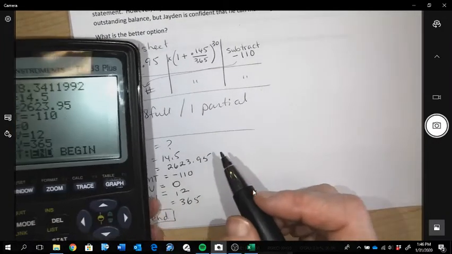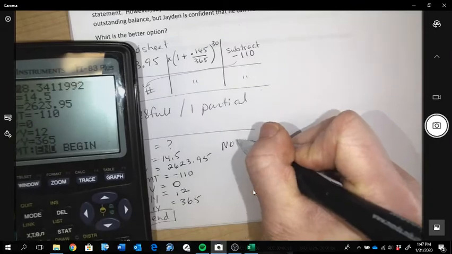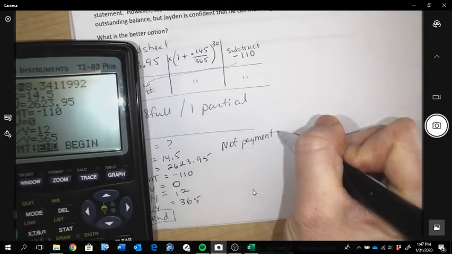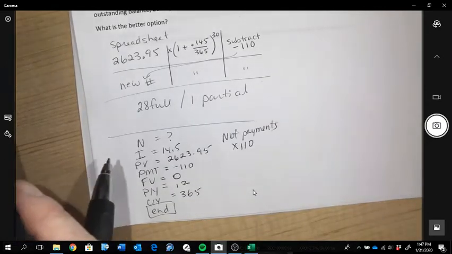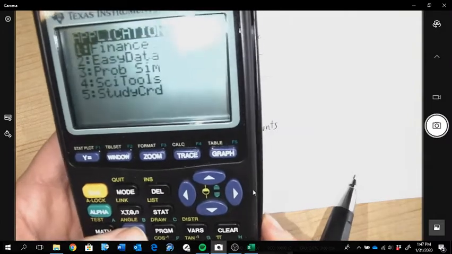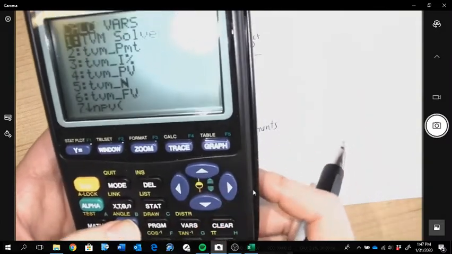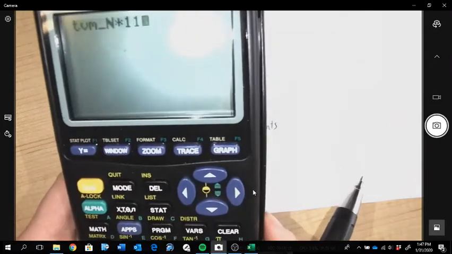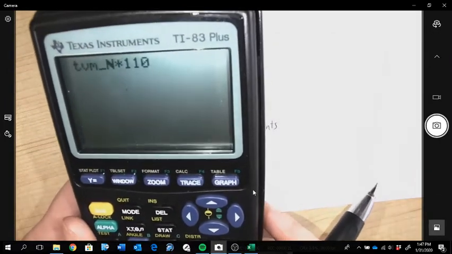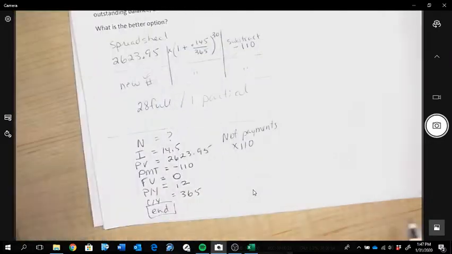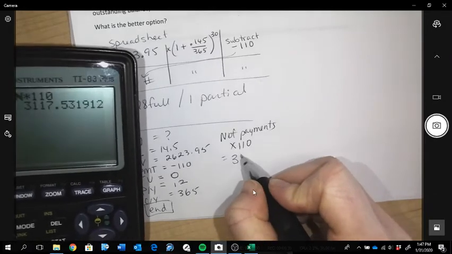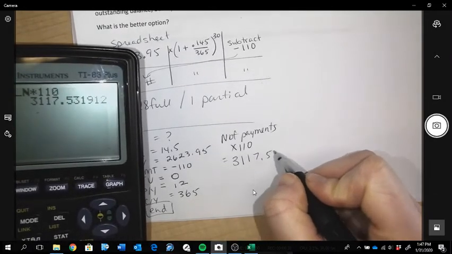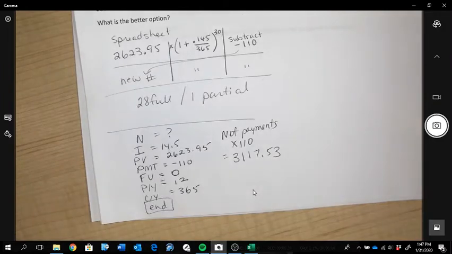Now I'm going to take the number of payments times 110, because that's how many times I paid $110. So I'm going to go into apps, finance, and hit number 5. That's my number of payments times 110. So 3,117.53 is what all your payments add up to be.